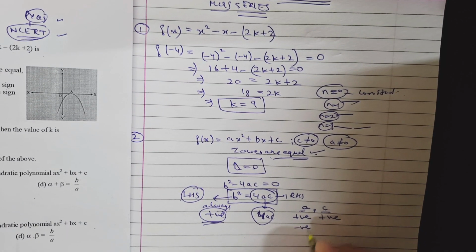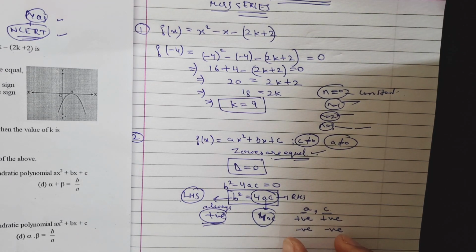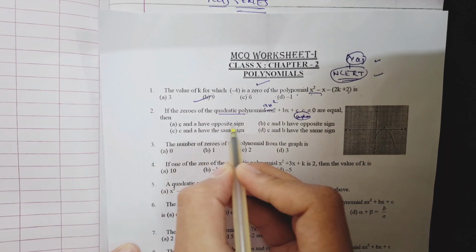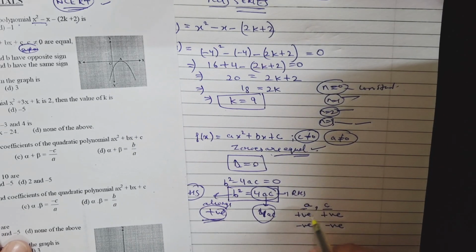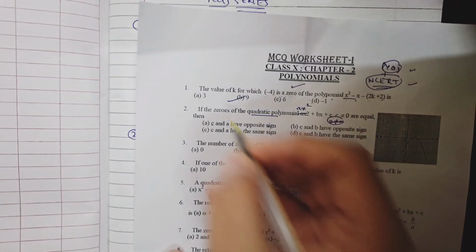If A is negative, C also must be negative, so that minus minus will become plus. Okay guys, so only these two conditions are true. Now we will check our options. C and A have opposite sign. If A and C have opposite sign, then it will become negative, so it is not possible.